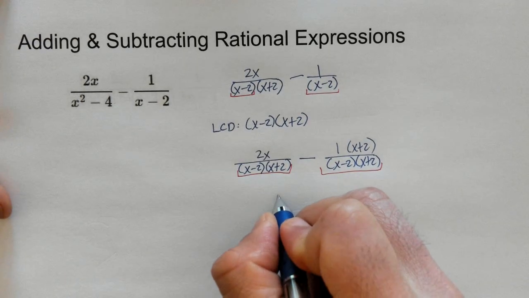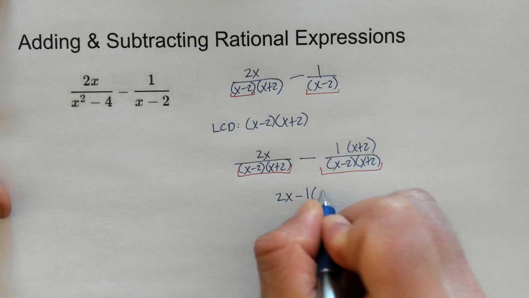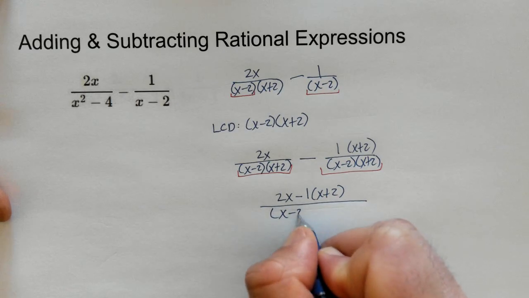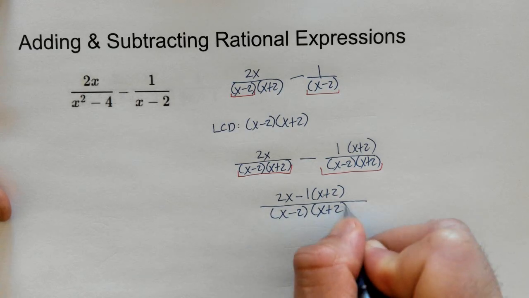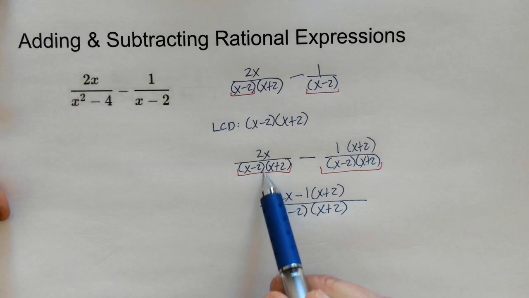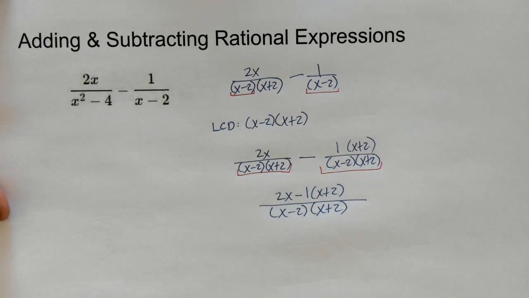So now I have 2x minus 1 times x plus 2, all divided by x minus 2 times x plus 2. Right? The whole goal is to combine these two fractions into one. So in order for us to subtract the numerators, I have to have a common denominator, which they do now. Once I have that, I can simplify.